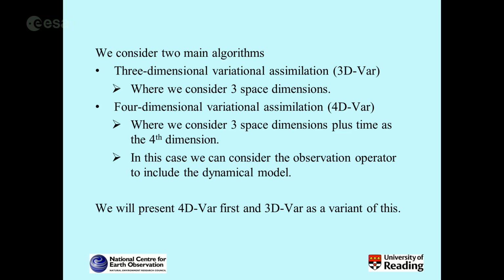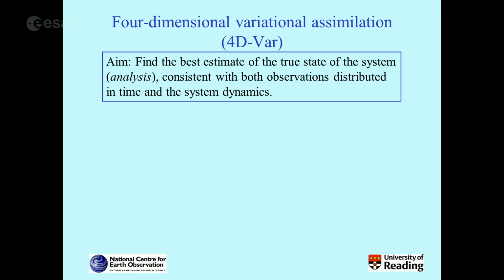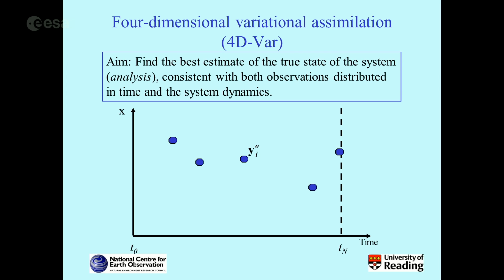So I'm going to present first 4D-Var, and then 3D-Var just as a simplified case of this. The aim of four-dimensional assimilation is to find the best estimate of the true state of the system, the analysis, or this maximum probability state, which is consistent with both the observations distributed in time and the system dynamics. So if we consider over some time window, T0 to Tn, we have observations yi of our state x.